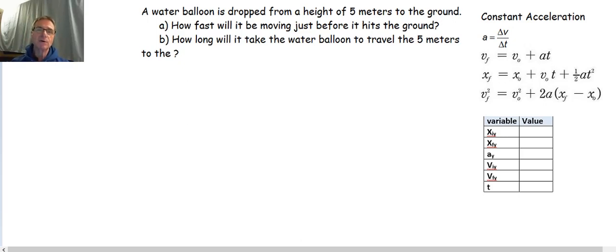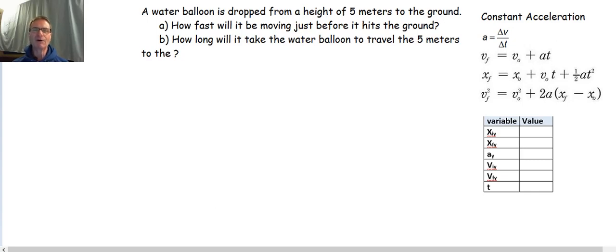My name is Keith Onco, and today we're going to continue looking at kinematics in one dimension, and specifically in the y dimension. In the problem that we're going to look at today, we have a water balloon and we're going to drop it from a height of 5 meters all the way to the ground. And the first thing that we'd like to know is how fast will it be moving just before it hits the ground. And that's always what we want to know.